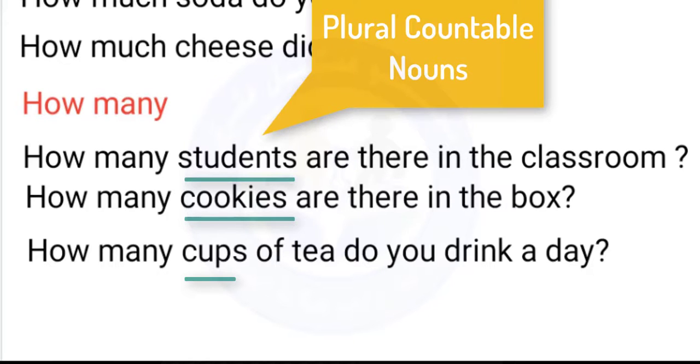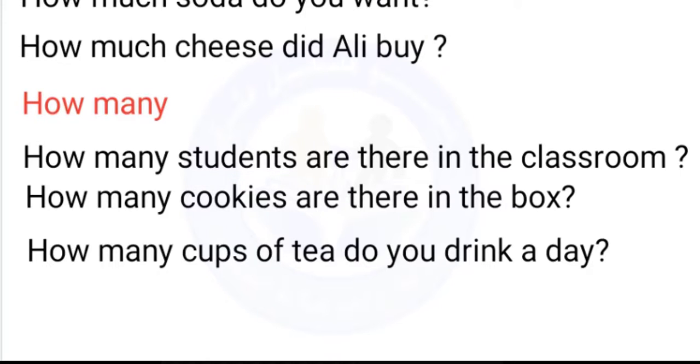We observe two things. Number 1, they are all countable nouns, which we can count: 3 students, 4 cookies, or 6 cups. So, the 3 words are countable nouns. Number 2, the 3 words are in the plural form: how many students, how many cookies, and how many cups. The 3 words end with S, so they are in the plural form.